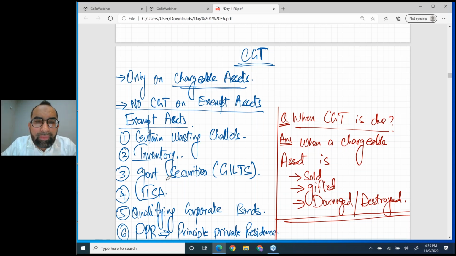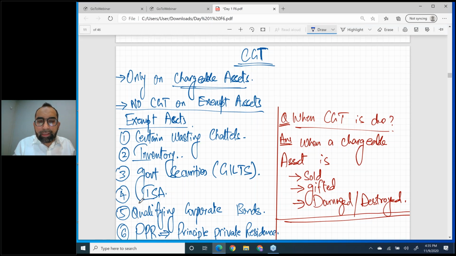CGT, first of all you must remember, CGT can only be applied on a chargeable asset. CGT is only due when you sell, when you gift, or when the chargeable asset is damaged or destroyed. So the asset must be a chargeable asset. So that means on an exempt asset there is no CGT.